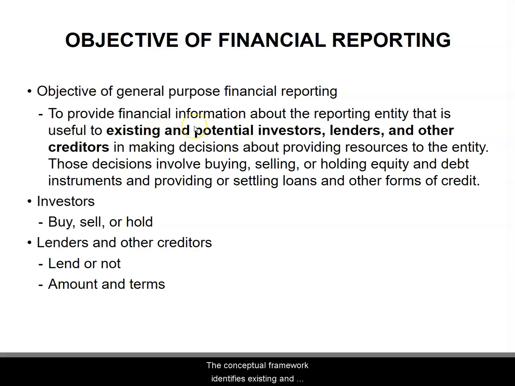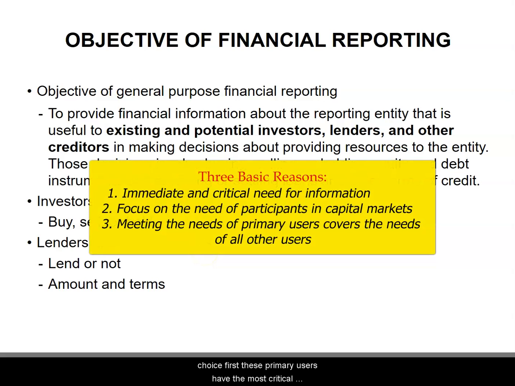The conceptual framework identifies existing and potential investors, lenders, and other creditors as the primary users of financial statements, and there are three basic reasons that underlie this choice. First, these primary users have the most critical and immediate need for the information in financial reports, and many cannot require the entity to provide the information to them directly. Second, both the FASB and the IASB are required to focus on the needs of participants in capital markets, that is, investors of both equity and debt securities. Third is that meeting the needs of these primary users is likely to meet the needs of other stakeholders as well.